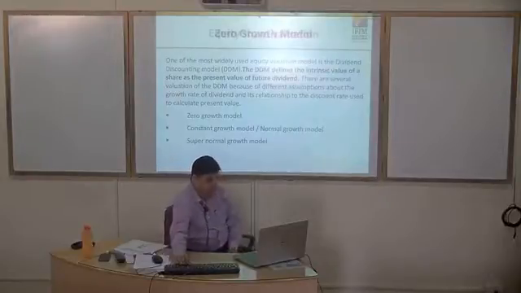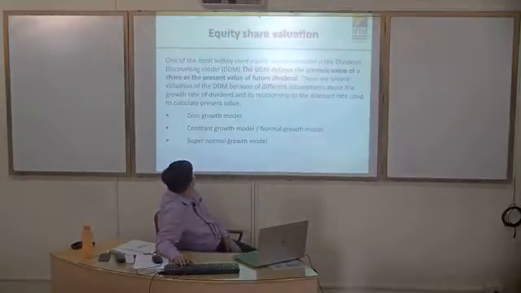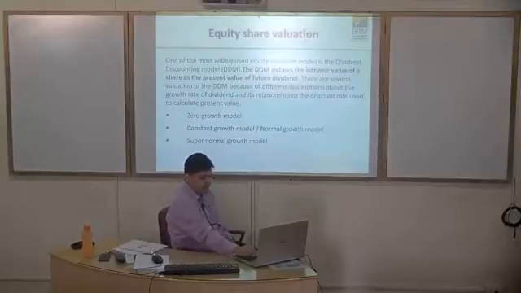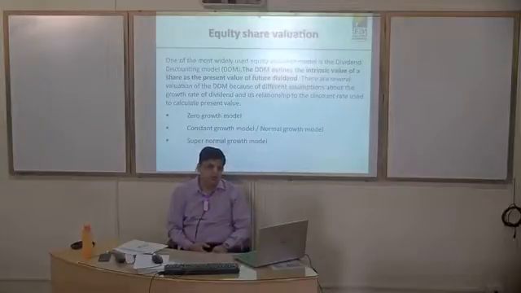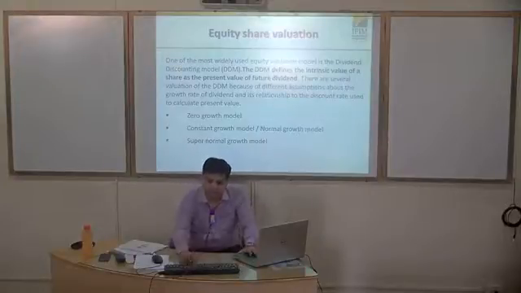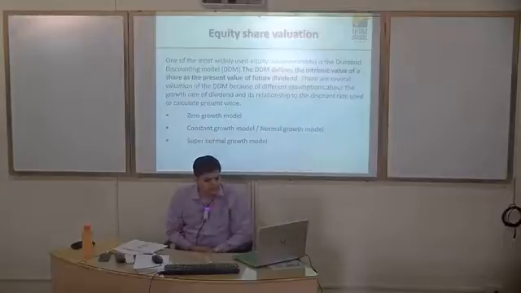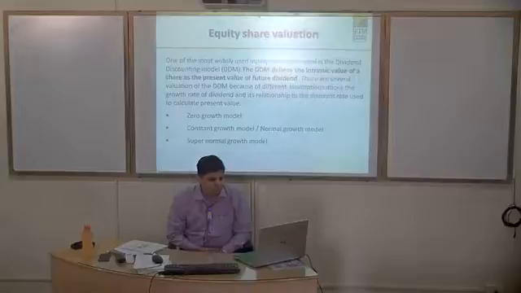There are three things: zero growth model, constant growth model, or normal growth model, and the supernormal growth model, which is the optimistic view that we want to look at. Zero growth model: this model assumes that the dividend will be constant over a period of time, so growth is zero and the investor's required rate of return is constant.